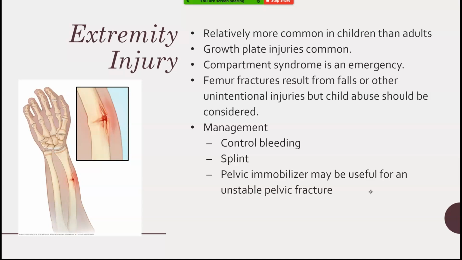Femur fractures are commonly related to child abuse. Again, sometimes you have kids who have pathological issues with their bones, like if you have a child who has osteogenesis imperfecta, but you should have a high index of suspicion for a femur fracture.